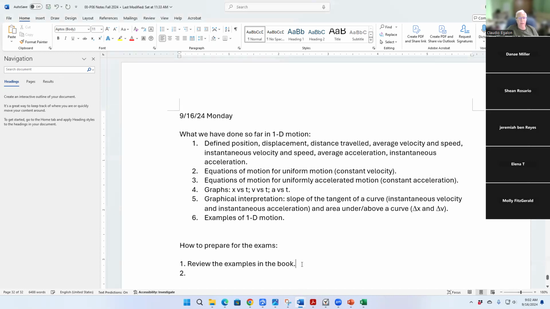Okay, review the examples in the book. But before reviewing the examples in the book, review the derivations in class to prepare a list of important equations. Set them aside here and try to memorize them. Don't expect to memorize them right away. Eventually, you end up memorizing those equations only after doing several examples.